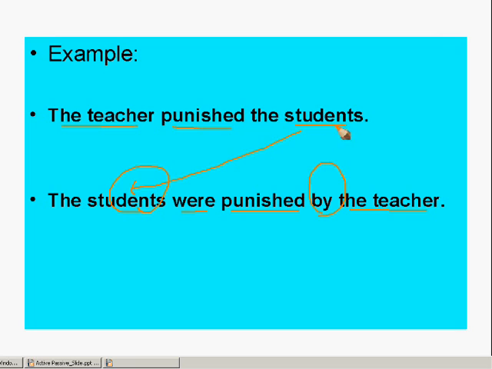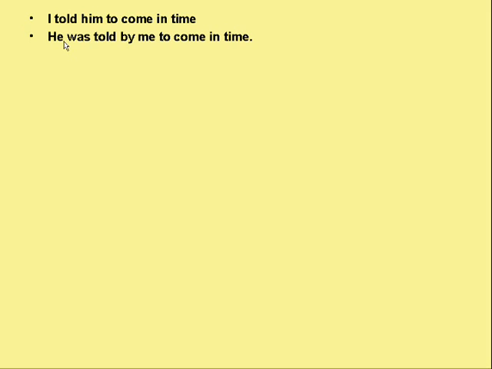I think the things are clearer now, and a few more examples for practice. You take a simple one, something based on pronouns as well, how the pronouns are changed. I told him to come in time. So I is the pronoun over here. Him will change to he. I will change to me, and the sentence will now look like: he was told by me to come in time. This is the change in pronouns.